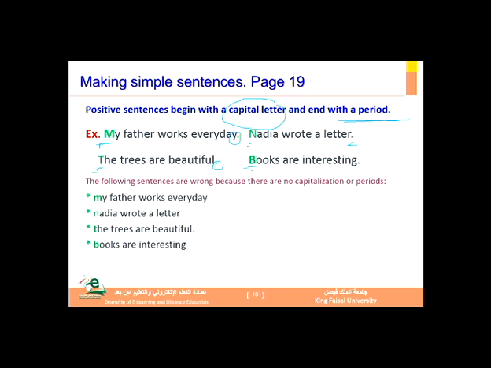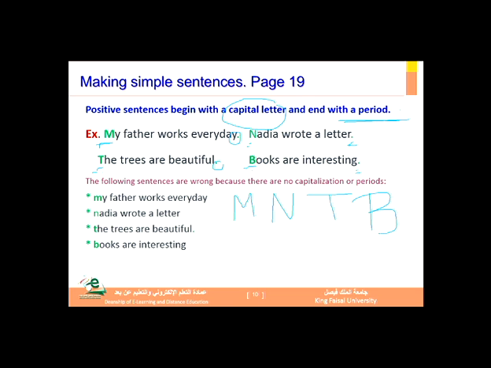Capital B and a full stop at the end of the sentence. Now, the following sentences are wrong. We cannot accept those sentences because there is no capitalization at the beginning of them. You find that the first letter is not written in uppercase. It is written in lowercase. So, for example, my father should be capital. Nadia should start with a capital N. The trees should start with a capital T. Books should start with a capital B, and so on and so forth.